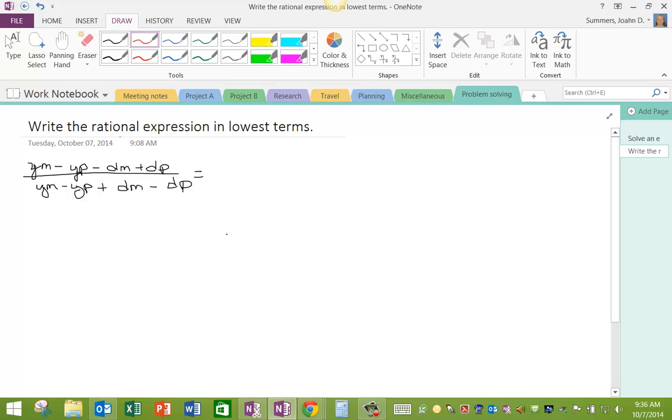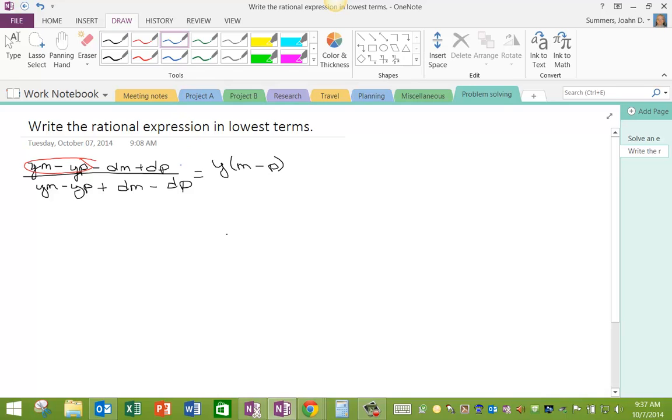So if I look at this pair, what do they have in common? Well, they have a y in common, so I'll factor out the y. So I'll have y times m left from the first term minus p left from the second term. Okay, let's repeat that with the other pairs.